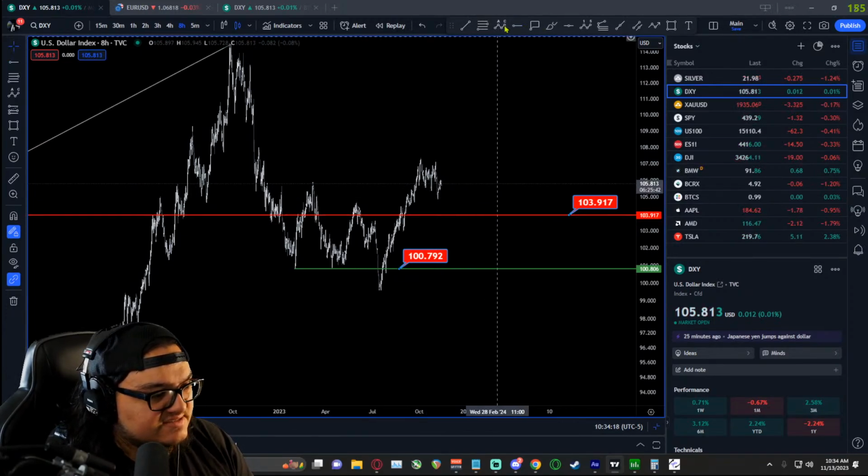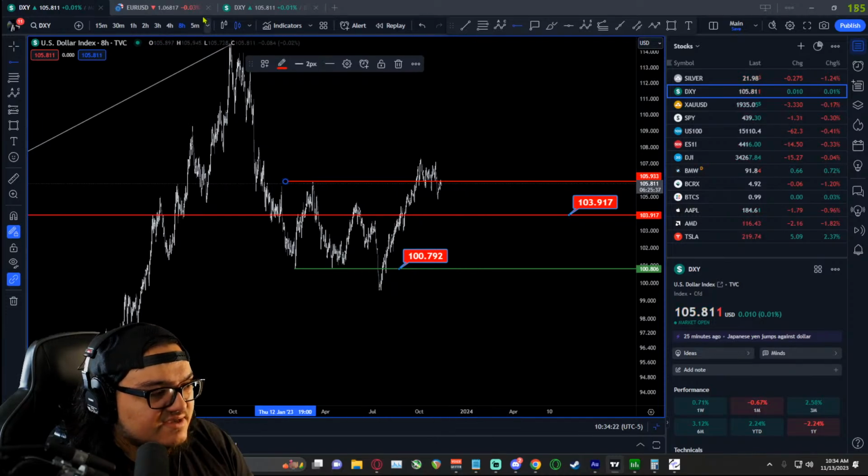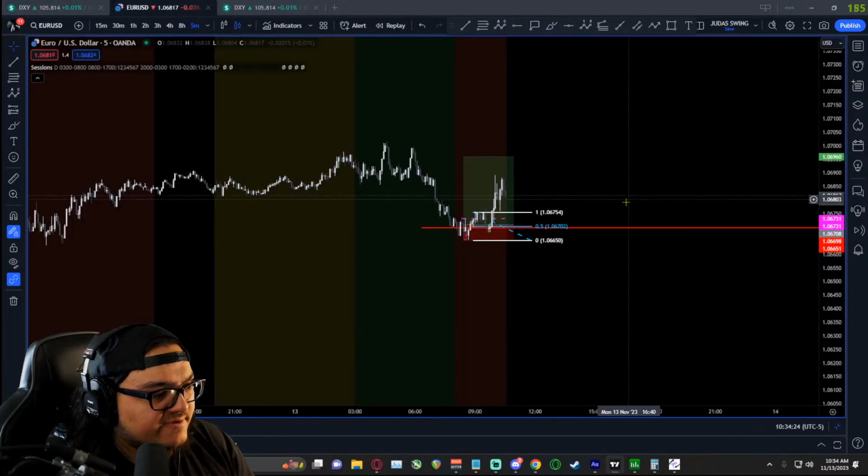It'll be interesting to see how the DXY responds to this area of resistance here. Looks like we've been fighting around here for a while.